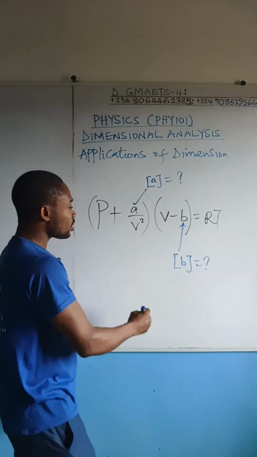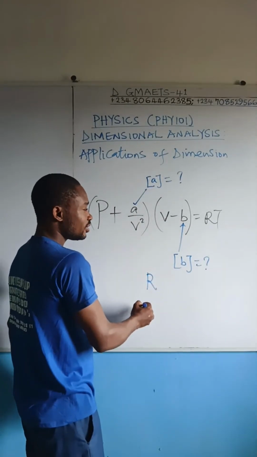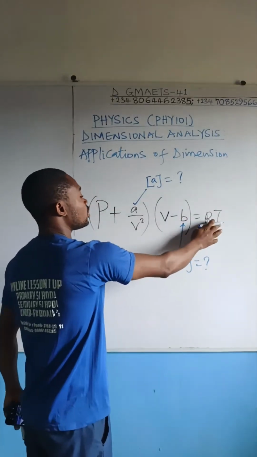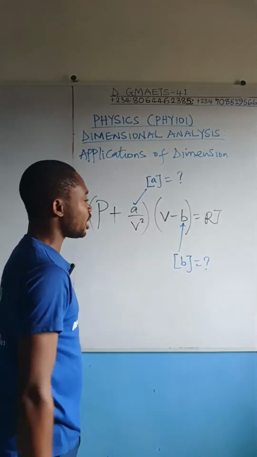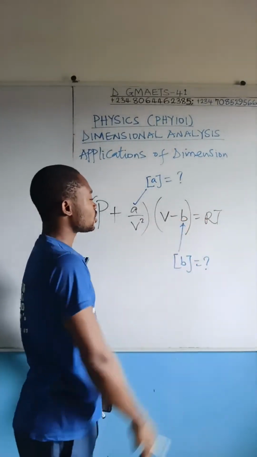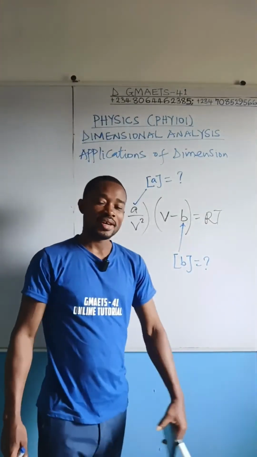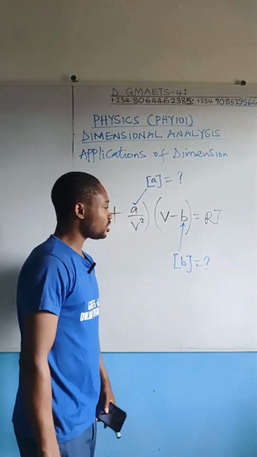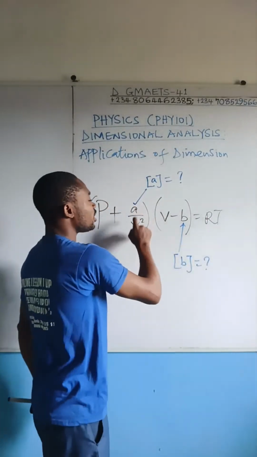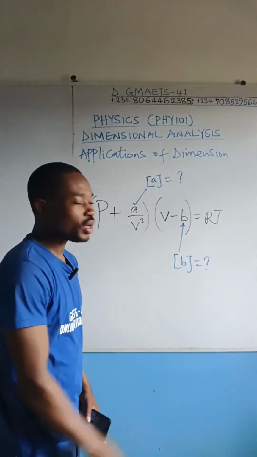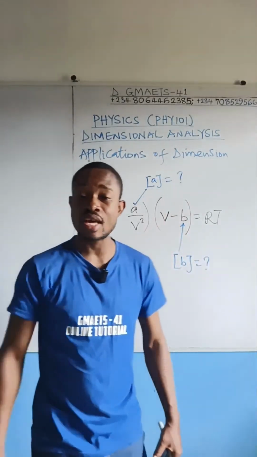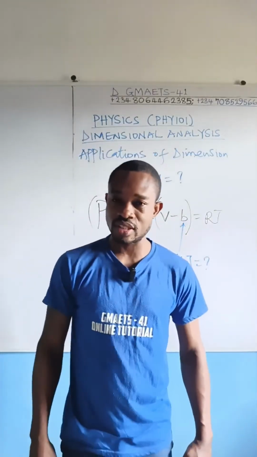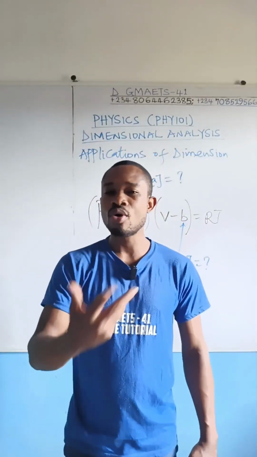What if I ask you to get the dimension of R? Although R is a constant, and this is T. T is a fundamental quantity already, temperature, so the dimension is theta. R is a constant, so we don't talk about the dimension of a constant anyway. A constant is dimensionless. So the dimension of A, the dimension of B, what if you're asked to find the dimension of these? And once you know the dimensions of these quantities, you can get the units of the quantities. How do you go about that?